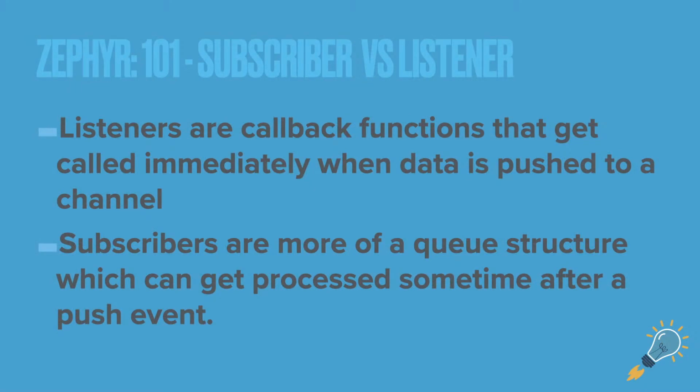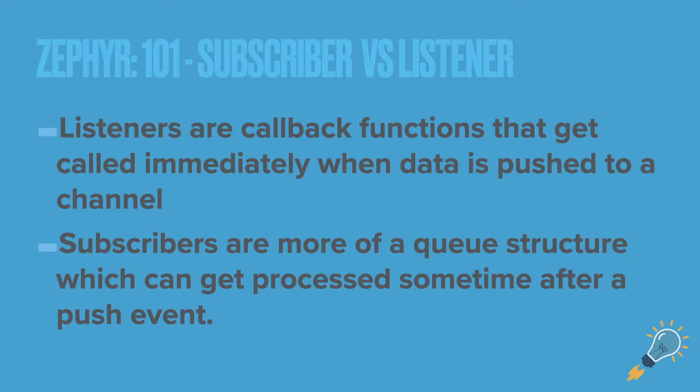Listeners essentially are callback functions that get called immediately when you push. So this is the way that you can get things immediately, and there's no loss of data. Versus subscribers, it's more of a queue structure. What happens here is you do the push event, and then if you have another thread that's listening for these things, it'll pop off that event and then read the data.